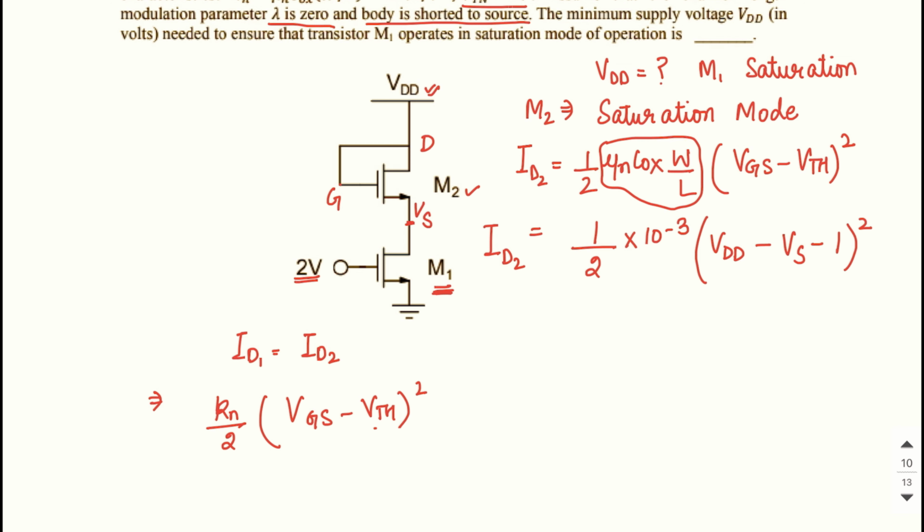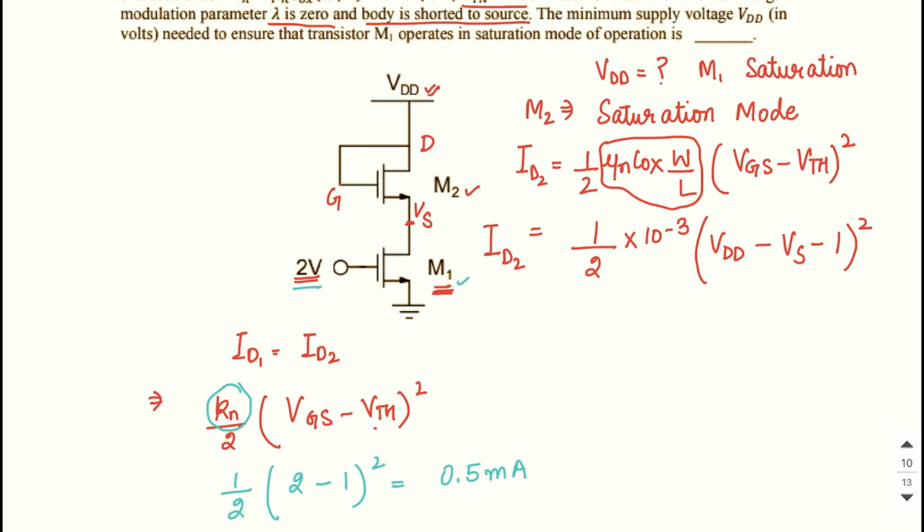So you can calculate this value because all the parameters are known to us. We know what is the value of Kn. It is given 1 milliampere per volt square. Then we also know what is VGS for this M1 transistor, that is 2 volt, and we also know the VTH value given in the question, that is 1 volt. So solving that, we can get 1 by 2. I am just ignoring the milliampere right now, and this is 2 minus 1 whole square. So this will be 0.5 milliamperes of current.